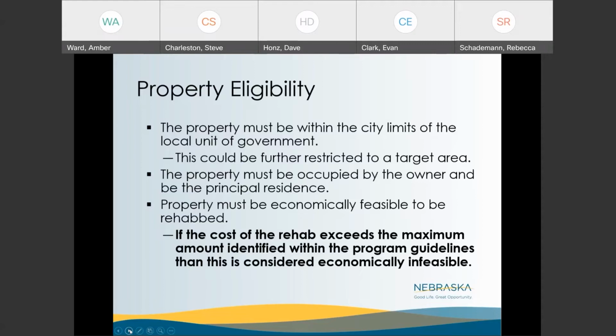And then another big component, it needs to be economically feasible. So the amount of rehab that's going into it, or the amount of rehab identified in the guidelines, if you're going over that number, it's going to be considered economically infeasible. So make sure you do your due diligence on that as well.